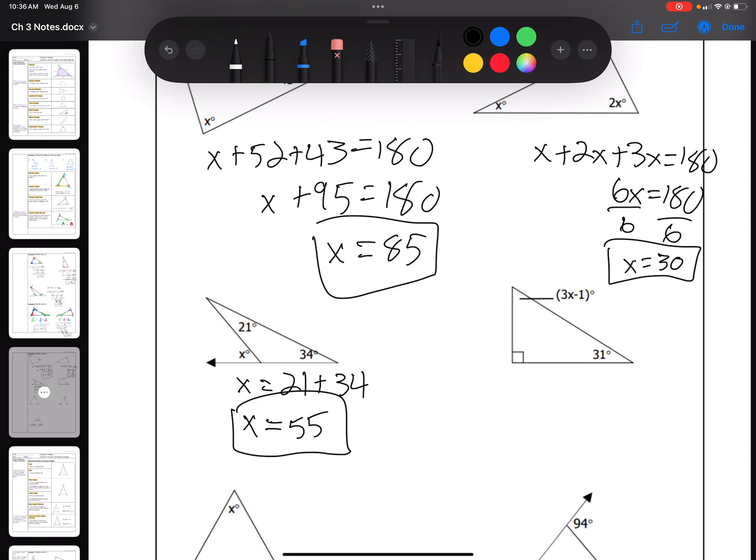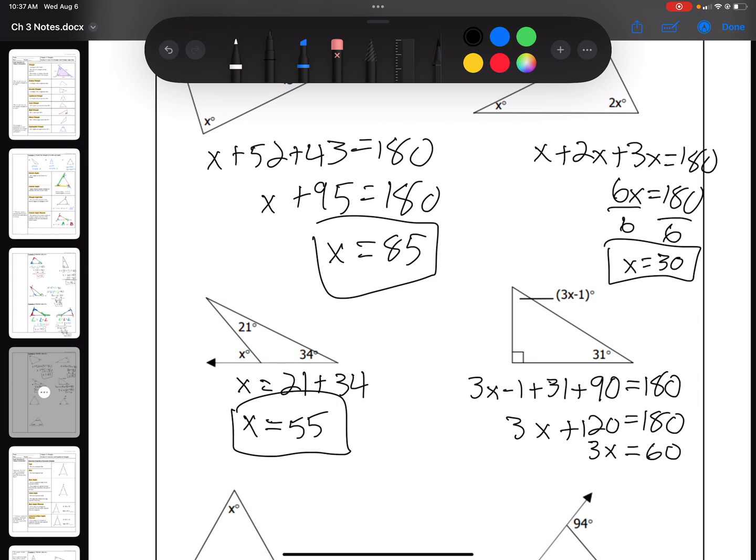Well, interior angles: the 3x minus 1, plus the next angle, 31. Don't forget the last one, plus 90, has to equal 180. I've got some like terms I can combine on the left over there. We can add the -1, the 31, and the 90 to get 3x plus 120 equals 180. I'm going to subtract 120 from both sides. I'm out of space, so I'm not going to write that step down. So I'm left with 3x equals 60. And then all I need to do is divide both sides by 3 and end up with x equals 20.